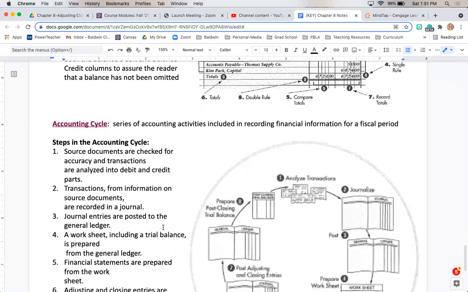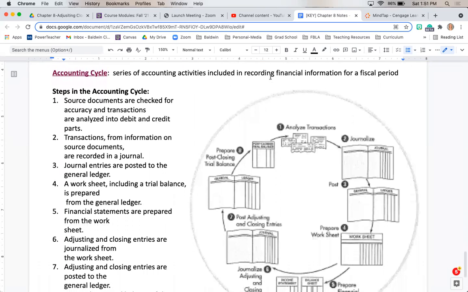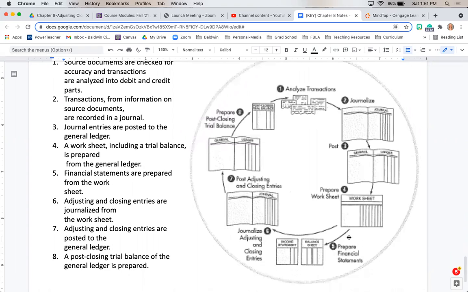The other thing I want to talk about is our accounting cycle, which is just the series of accounting events, activities that are used to record financial information. So back in chapters 1 and 2, we were analyzing transactions. Chapter 3, we journalized. Chapter 4, we started posting. Chapter 6, we started preparing a worksheet. Chapter 7, we prepared financial statements and closing entry and adjusting entries. Then chapter 8, we're doing closing entries and preparing a post-closing trial balance.